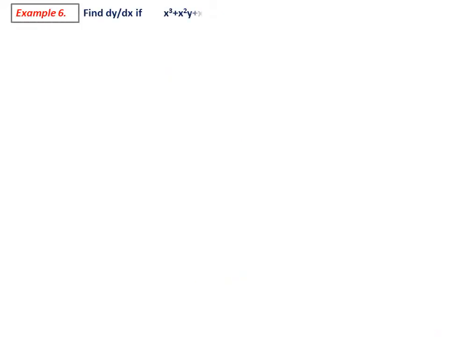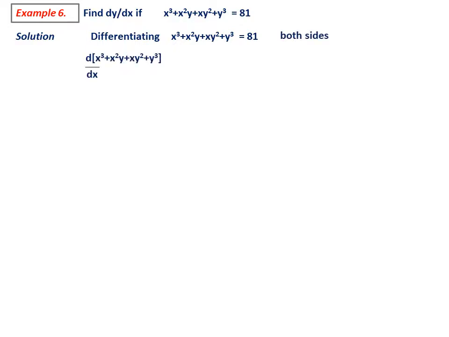Next, example 6. Find dy by dx. Of course, this example is also the same, but the only thing is it contains more terms. Therefore, I have taken it. So, differentiating x cube plus x square y plus xy square plus y cube equal to 81. It's a very lengthy simplification. So, what you have to do? Differentiation of x cube plus x square y plus xy square plus y cube, equal to the right side, d by dx of 81. Even there you can write equal to 0.